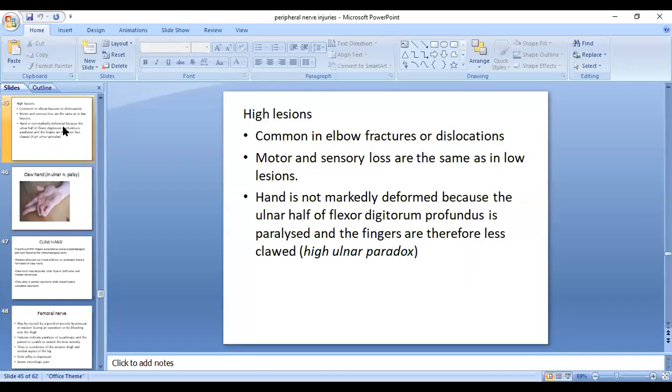There is extension of your metacarpophalangeal joints. Now, because in a high lesion, the flexor digitorum profundus is itself paralyzed, the formation of a claw hand is restricted. The patient will have a claw hand, but it is less than what is present in your low lesions.